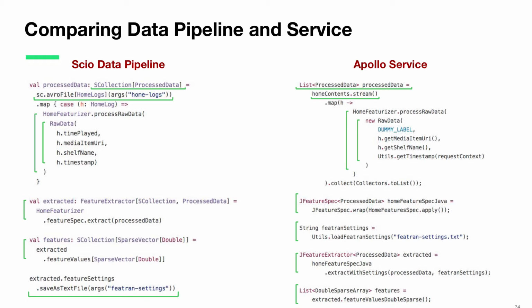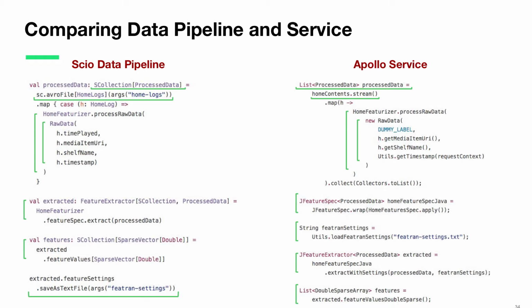We're putting that data into our raw data case class defined in our common featurization library, and then we're calling the process raw data function. In the end, we're going to have either an S collection of process data or a list of process data. Okay, so in the service, we have to get our Java-friendly version of the feature spec, which we don't have to do in the data pipeline. But then we also load the feature settings that we got from the data pipeline.